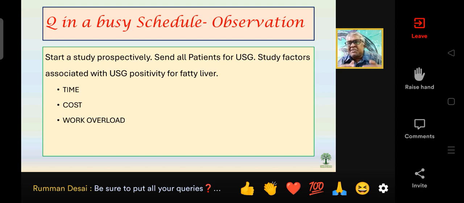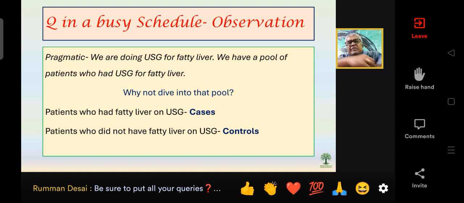Equally important, there is a work overload that comes in, both for the sonologist as well as for the referring clinician. The sonologist has to do a lot more ultrasounds now. The referring clinician has to look through a lot more reports, most of which may or may not be normal. So there is an increased workload. So let's be pragmatic and say we are doing ultrasound for fatty liver already. We have a pool of patients who have had ultrasound for a fatty liver. Why don't we dive into that pool and then see what's happening there?